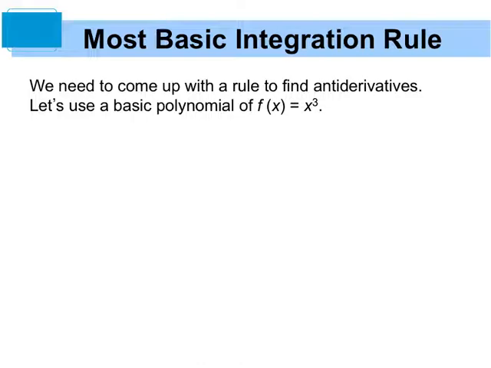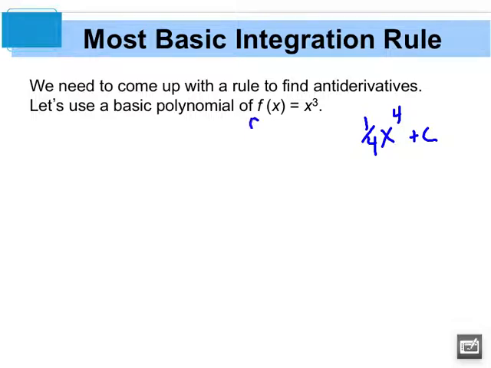1/4 x to the 4th. Is he right? No. You forgot something. Plus c. Now is he right? Is the antiderivative of x cubed with respect to x equal to that? Well, how do we check? What's the derivative of 1/4 x to the 4th? X cubed, right? And what happens to the c? 0. Goes away. Beautiful.